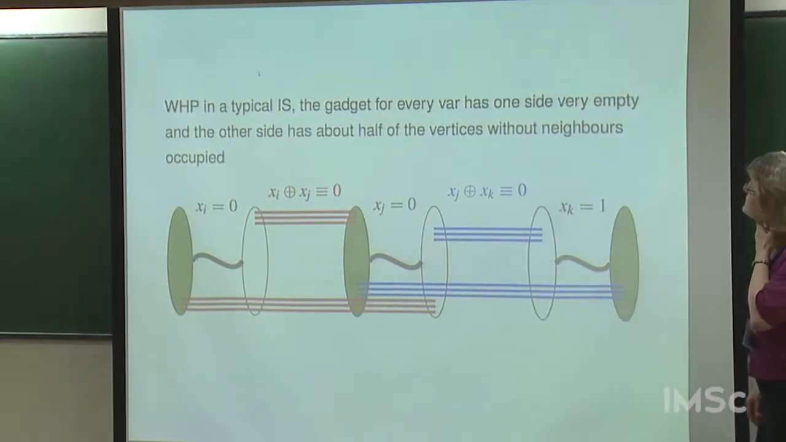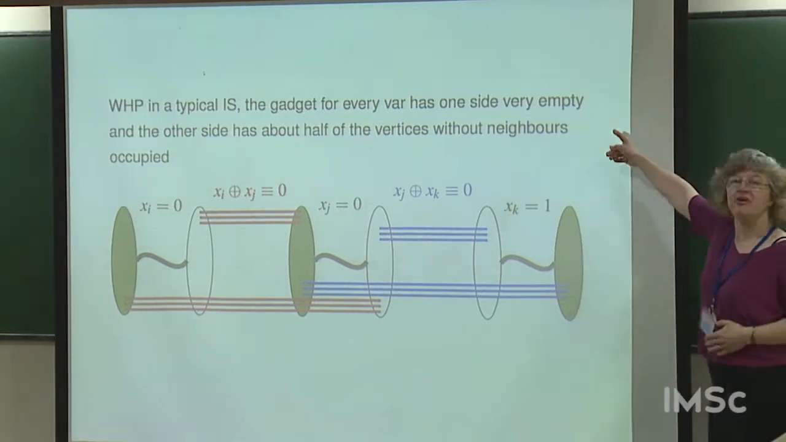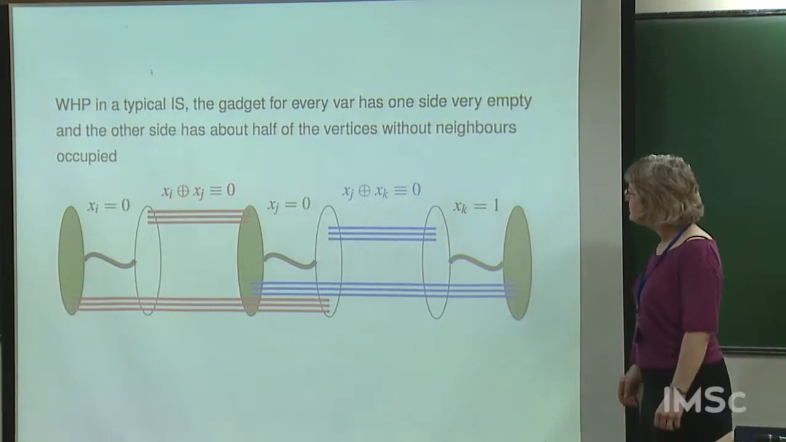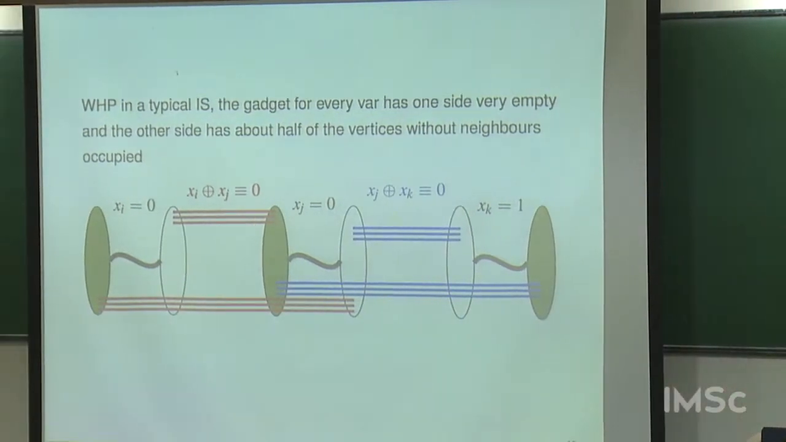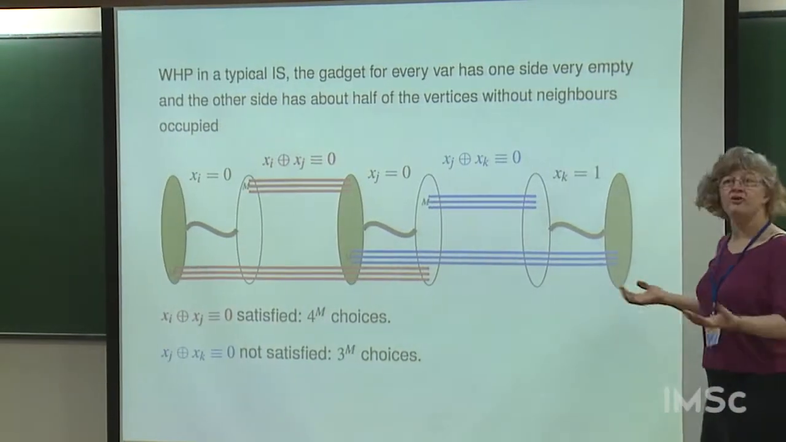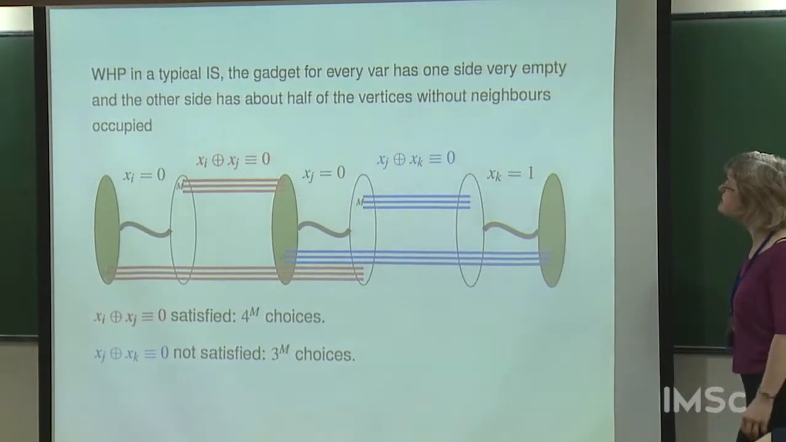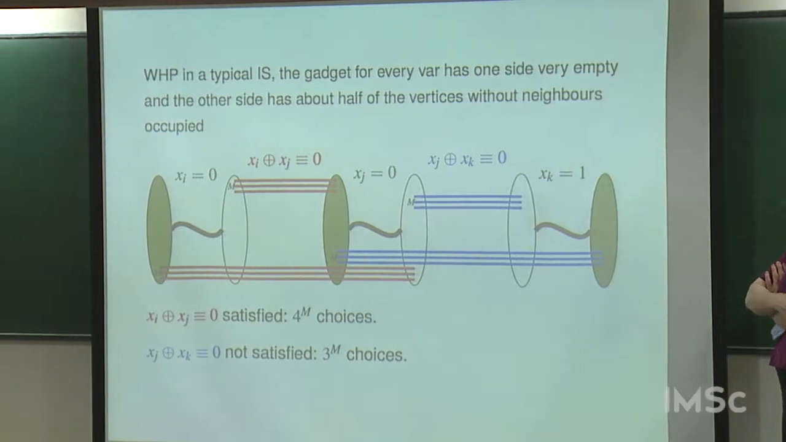All right, so I guess I just said this. So typical independent set, every variable has one side very empty and about half with neighbors. So we can put them together like that. Well, let's just move on and add them up, and it's very easy. It's just like the independent set thing. So let's look at what happens.